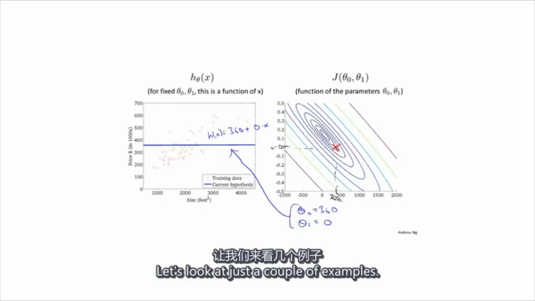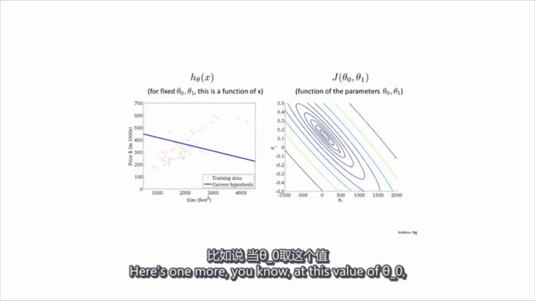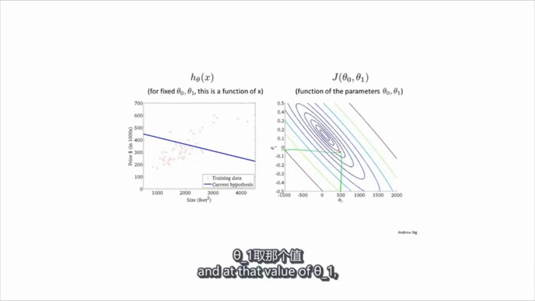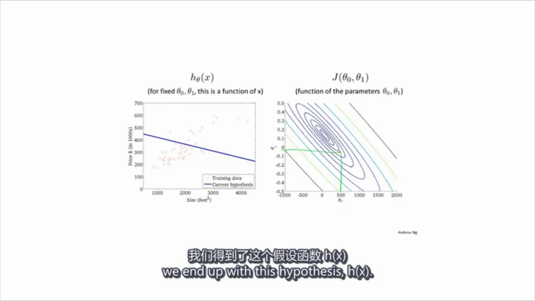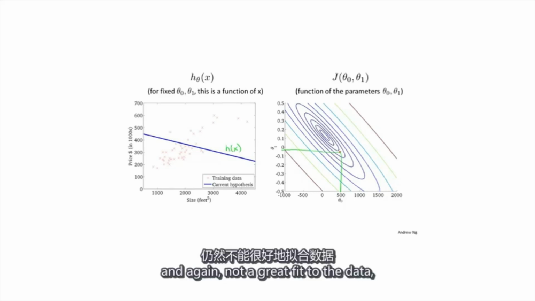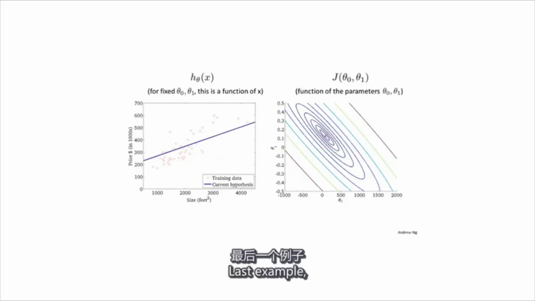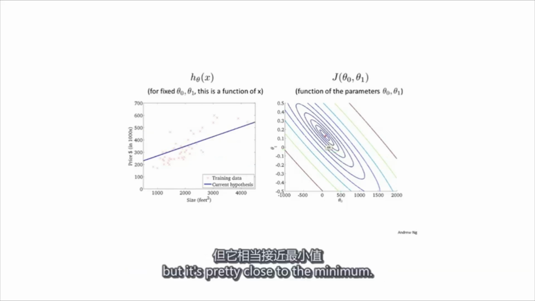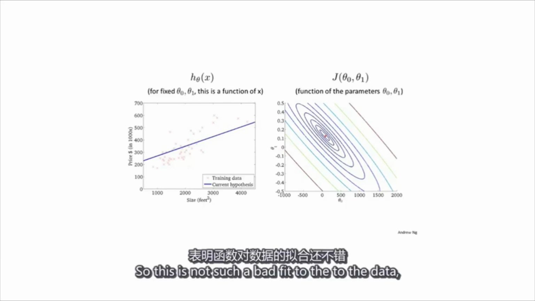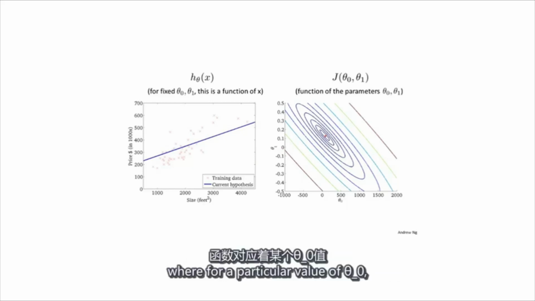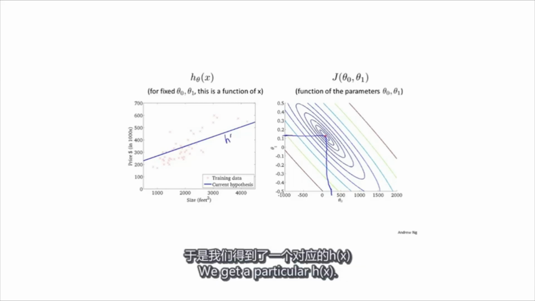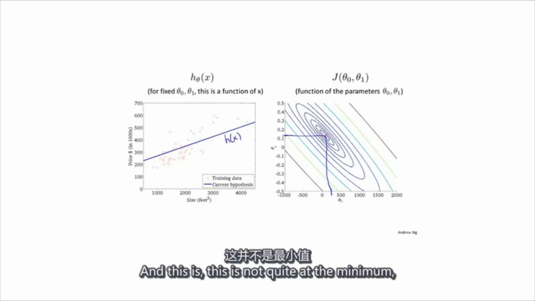Let's look at just a couple more examples. Here's one more. At this value of theta 0 and at that value of theta 1, we end up with this hypothesis h of x. Again, not a great fit to the data, and we actually move even further out from the minimum. Last example. This is actually not quite at the minimum, but it's pretty close to the minimum. So this is not such a bad fit to the data, where for a particular value of theta 0 and a particular value of theta 1, we get a particular h of x. This is not quite at the minimum, but it's pretty close.